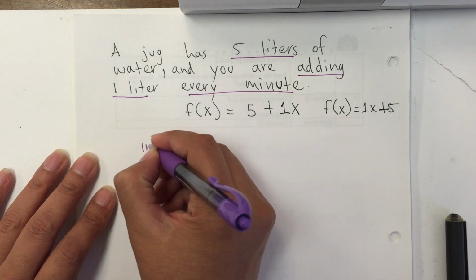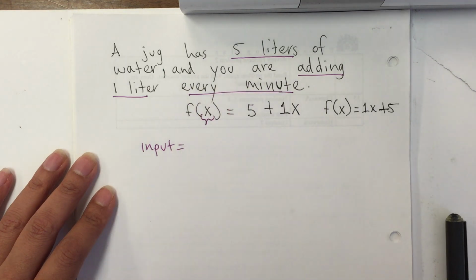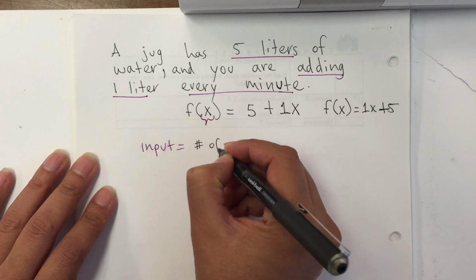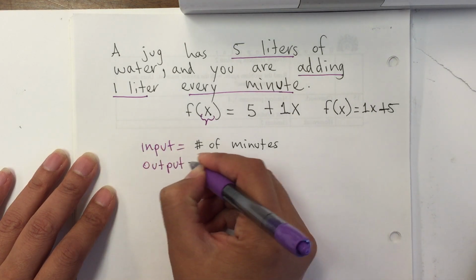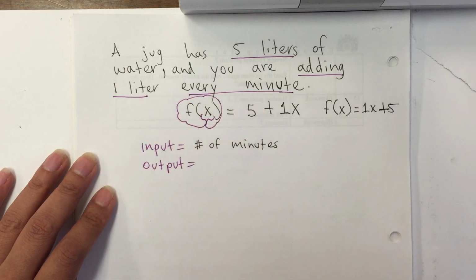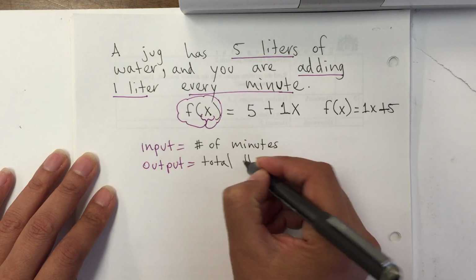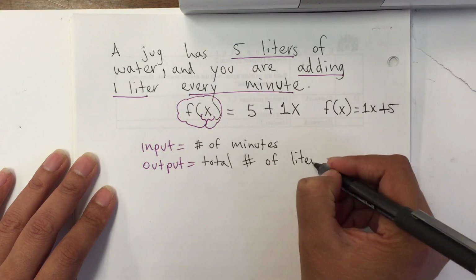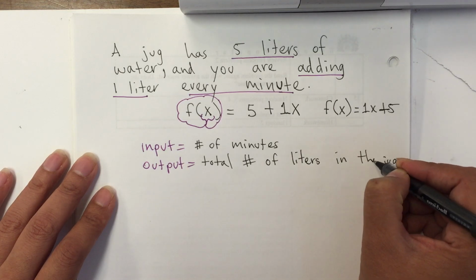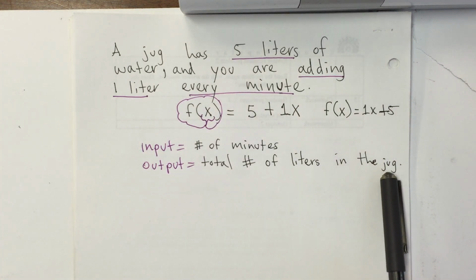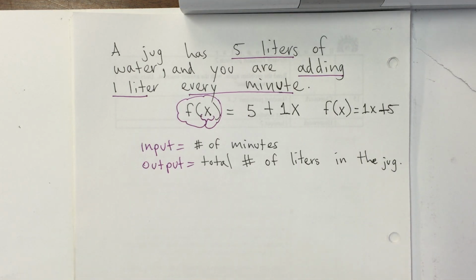The input in here will be the x, which represents what? The number of minutes. And the output will be represented by the whole thing, which is f of x. And what does that represent? f of x represents the total number of liters in the jug. And I'm sorry that I'm not pronouncing that well, but I think it's jog. I'm not sure. Okay, so let's answer some questions.